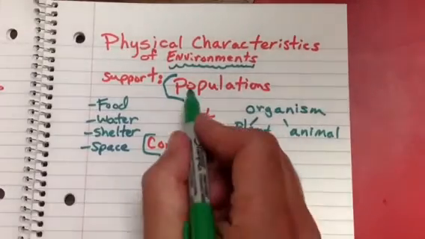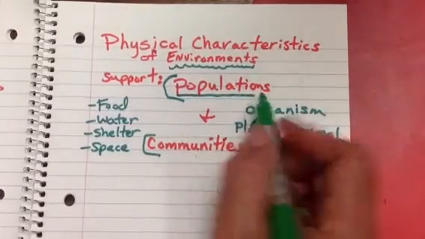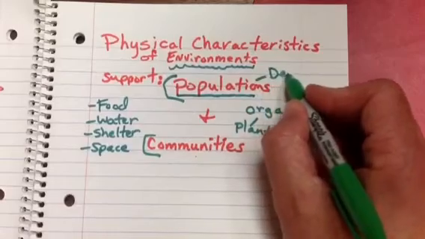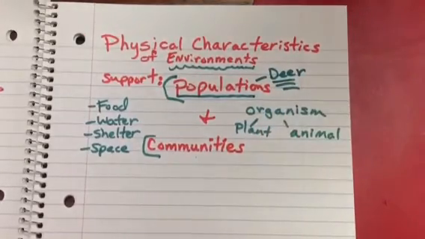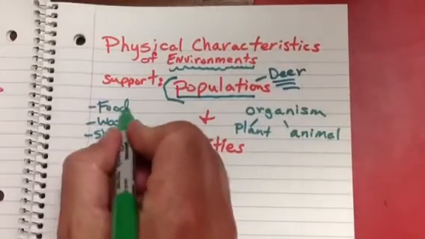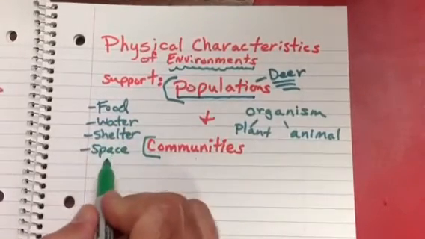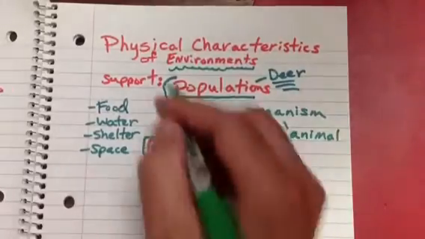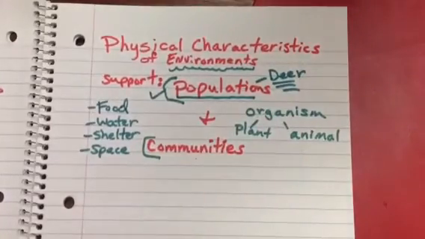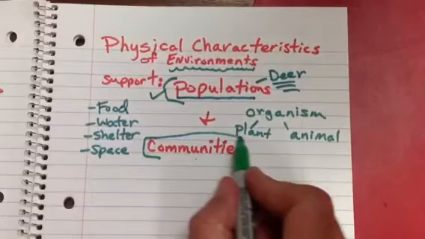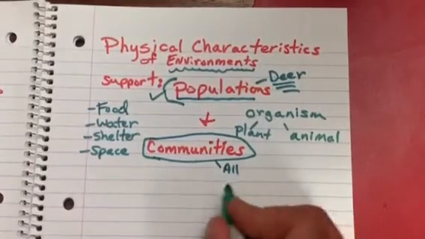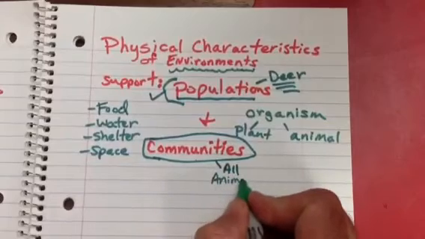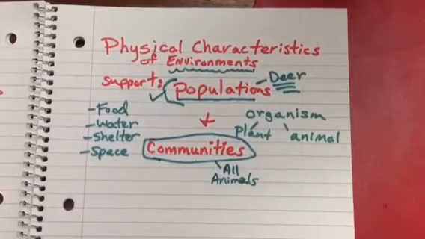The population is all of the same kind of organism, like all of the deer. That would be the deer population. As long as the deer population has all their needs met, food, water, shelter and space, the deer population does just fine. The community would be all of the animals or all of the plants in that area, and they all interact and work together to survive or to help out each other.